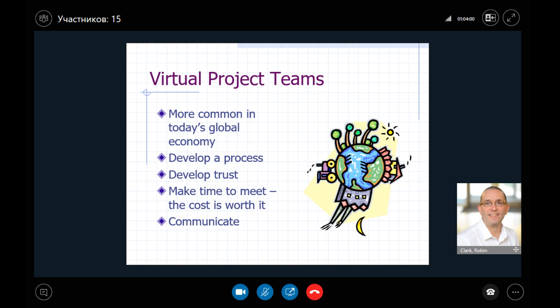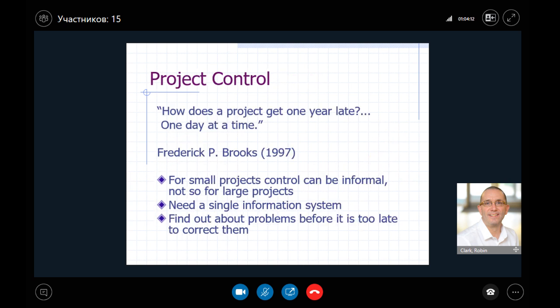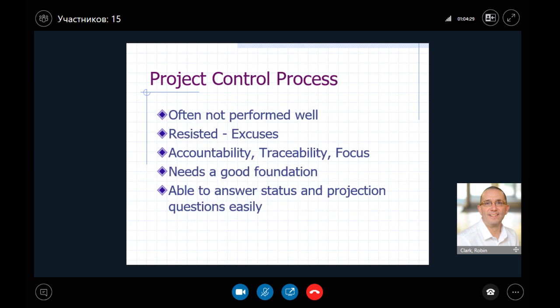So we've got the project planned, we put the team together, so now we need to get on and do it. And when we get on and do it, we need to then control it, because this quote I think is very, very enlightening. How does a project get 1 year late? 1 day at a time. The minute it starts slipping, you're running the risk of having a problem. So it's really important that you have a good control mechanism in place. In many organizations, it's not performed well. You need accountability, you need to be in control of the project.